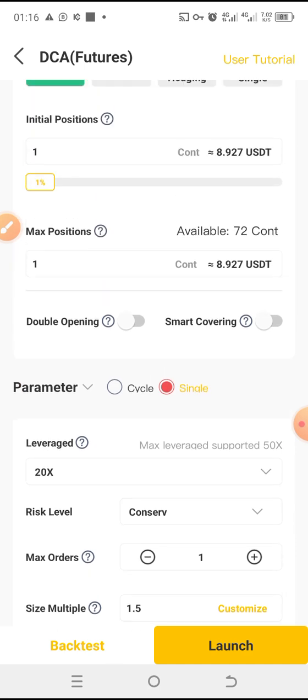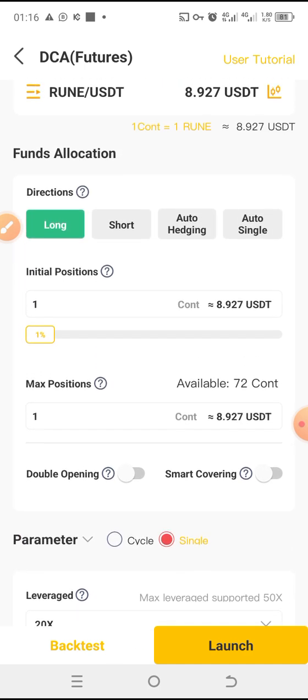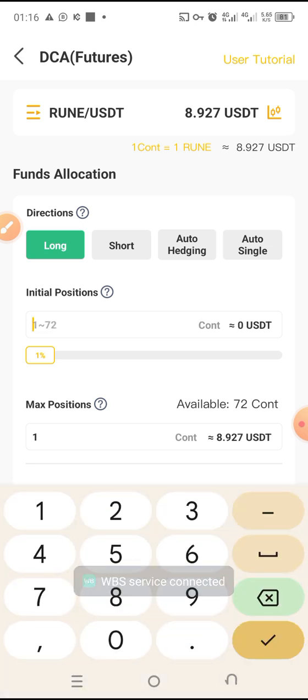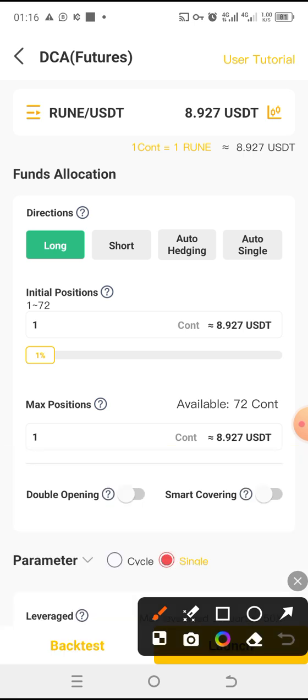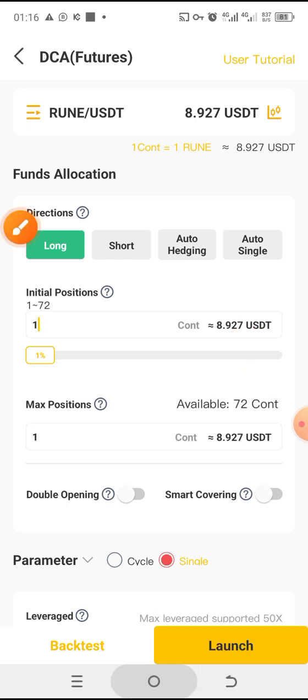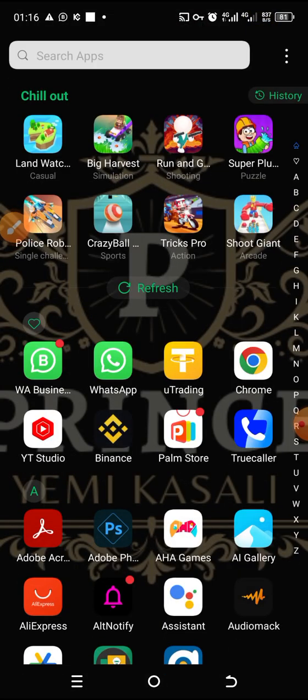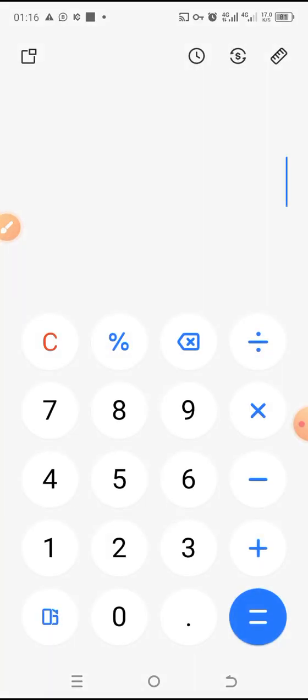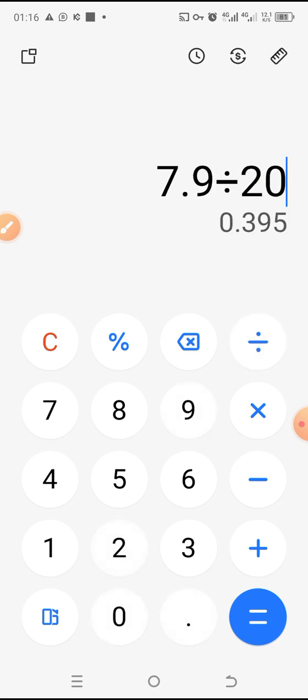So, what else do we need to do? Now, we need to calculate what trade we want. Number one, we want to check the number of trades you can make, so you can make between 1 and 72. Now you want to know the amount that the system is trading for you. You have to divide this by the leverage, which is 20. So let's do that. 7.9 divided by 20 is 0.39, so that means I'm trading with 0.39.